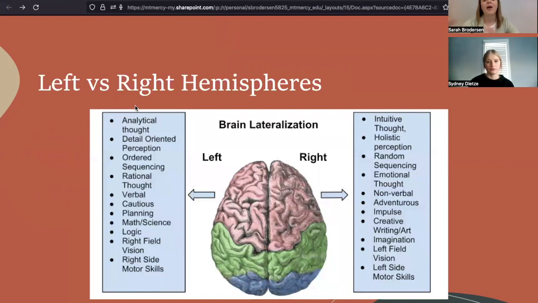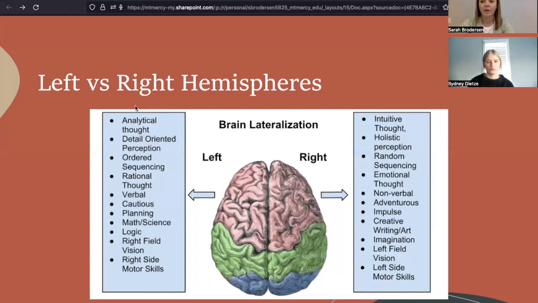So we have our lobes in the brain, but we also have 2 separate hemispheres. So we are separated into the left and the right hemispheres. The left, as you can see here, is going to be in charge of logic, ideas, sequencing, facts, math, analytics, and right field vision. Your left side of the brain is actually going to affect your right side of the body. And your right hemisphere is going to be in charge of creative, holistic perception, arts, feelings, and imagination. So this hemisphere is actually going to affect your left side of the body.